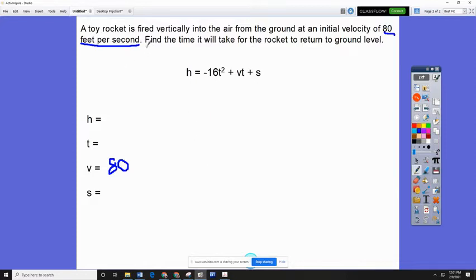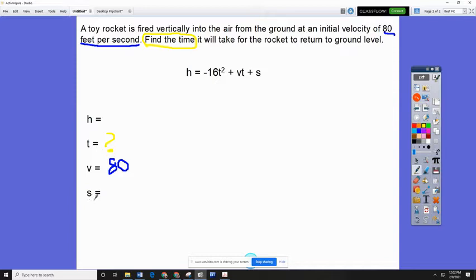I also see something that's important too, which is find the time. If it says find the time, that's what I'm looking for, so that must be what I don't know. So I'm going to put a little question mark there because that's the part I don't know. We already know this from linear functions, exponential functions, and now quadratics: you can't solve for more than one variable. So we've got to be able to identify the h and the s.